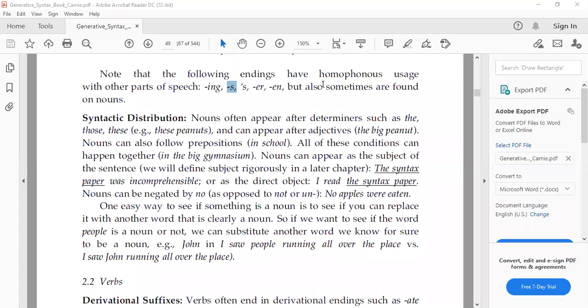So in teacher, er is a noun forming suffix, but in taller, er here is not a derivational morpheme. It is an inflectional morpheme that changes the neutral adjective to a comparative adjective. Okay.